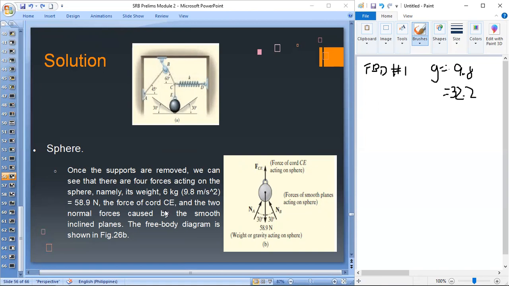And then, the force of cord CE. So okay lang, free body diagram natin kapag mag-drawing tayo. But for CE here, you have force acting dito, and dito. Yung may dalawa kasing action dyan, dito yung support mo. Meron kang force, and ang gilid na ito din is at 30 degrees.